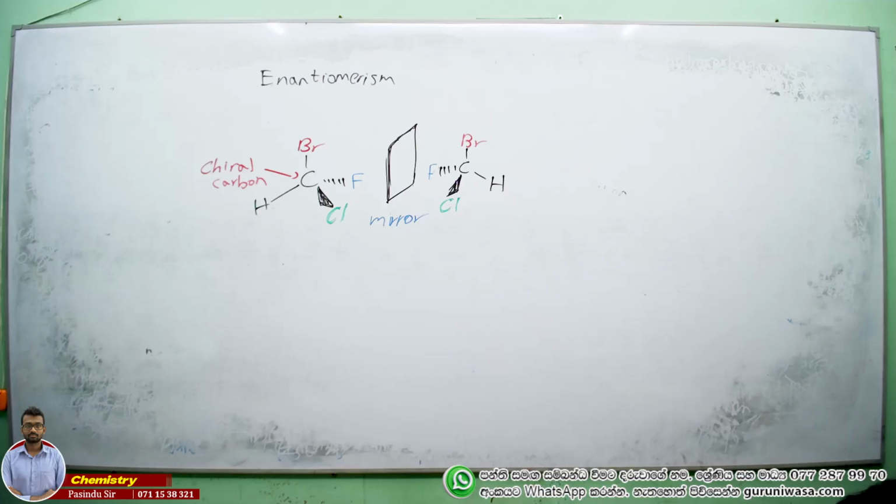such a carbon atom is known as an asymmetric or chiral carbon. An asymmetric or chiral carbon.